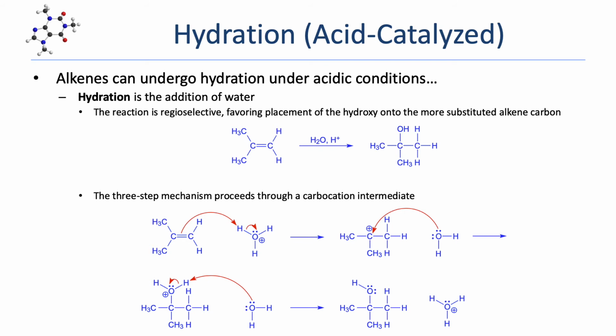And if you look closely, the first step involved the reaction of a hydronium ion, and the last step formed a hydronium ion. And that means that overall, acid was not consumed in the reaction. Only the alkene and a water molecule were consumed. And that's why the reaction is catalytic in acid. The acid catalyst enabled the reaction to occur, but was not consumed by the reaction.